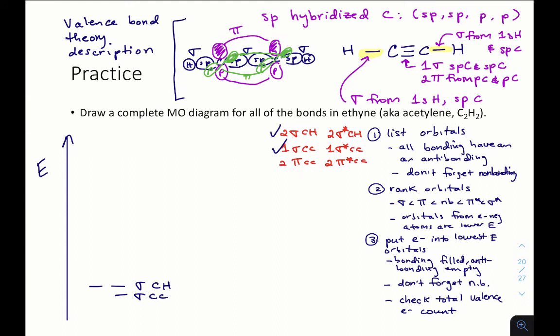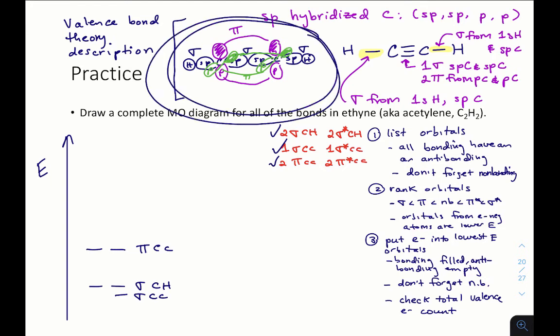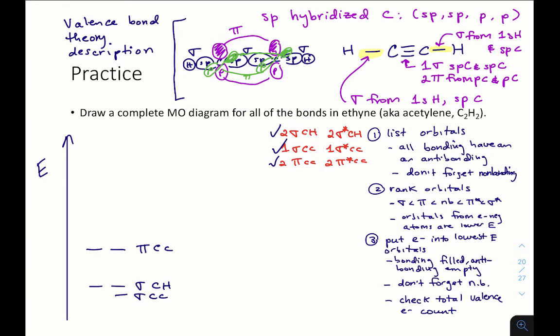Next, pi. We have the pi CC orbital, and there's 2 of them, and they will have equal energies. They'll be degenerate. There's no difference between the 2 pi bonds here. They're both made from p orbitals from the same carbon atom, so they have the same exact energy. Next, pi star CC. If we'd like, we can throw on that 0 point. This will be the energy of the non-bonding or atomic orbitals. And then finally, our highest energy orbitals are the sigma star orbitals. So 2 sigma star CHs and then 1 sigma star CC orbital.